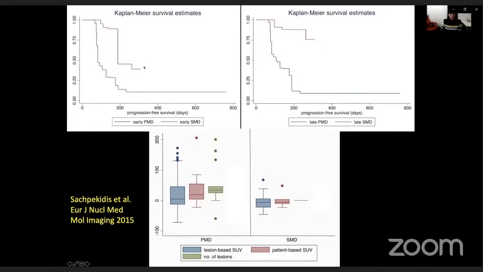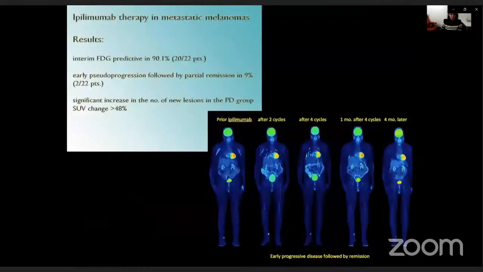And if you look at the Kaplan-Meier curves here, you see that patients who were classified as stable metabolic disease, these are the red curves, in the early PET and in the late PET, all these patients showed a longer progression-free survival as compared to the patients who were classified as progressive metabolic disease.